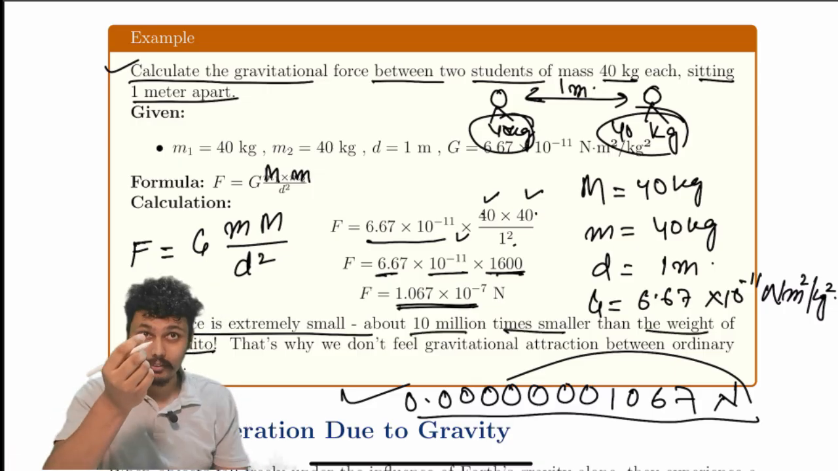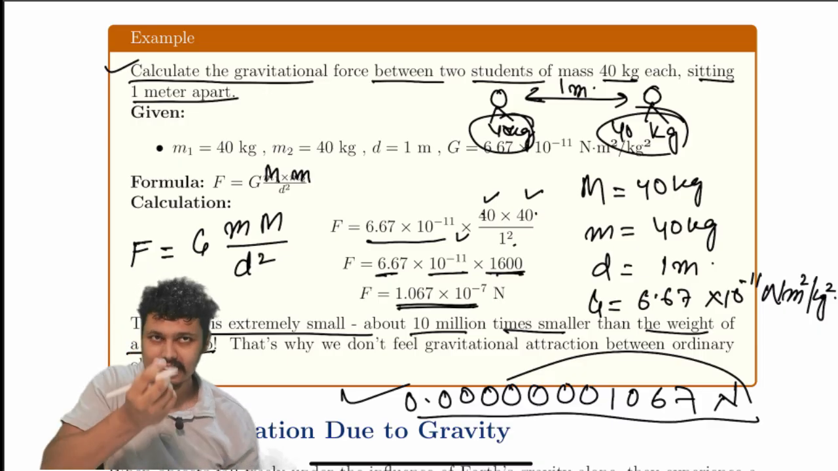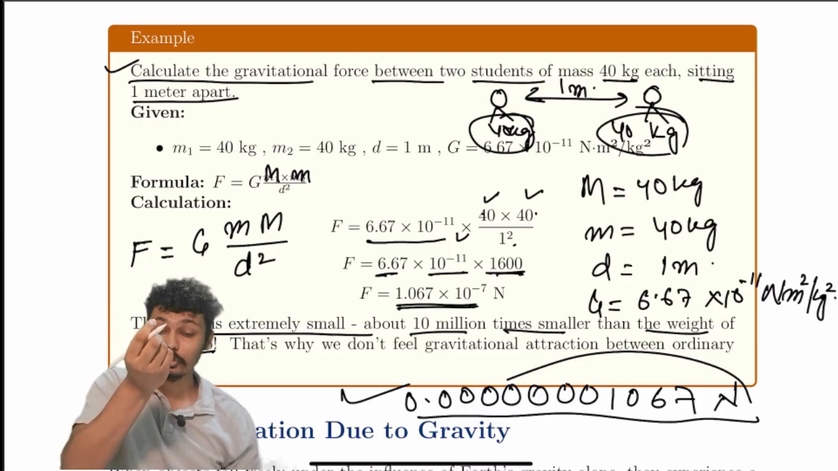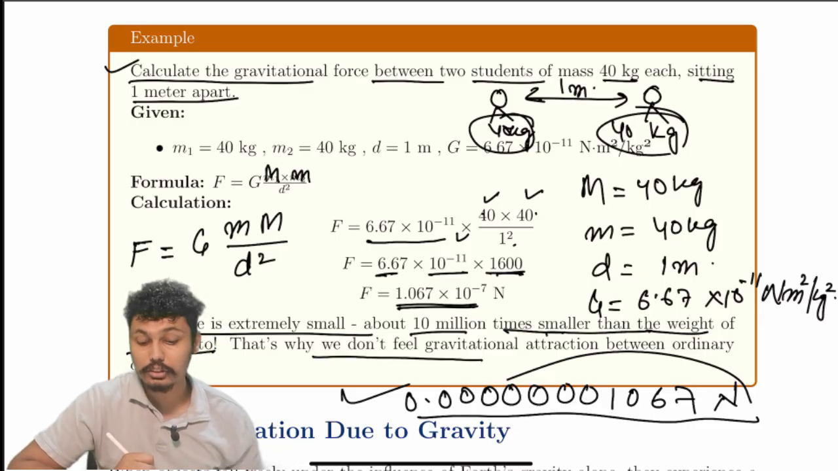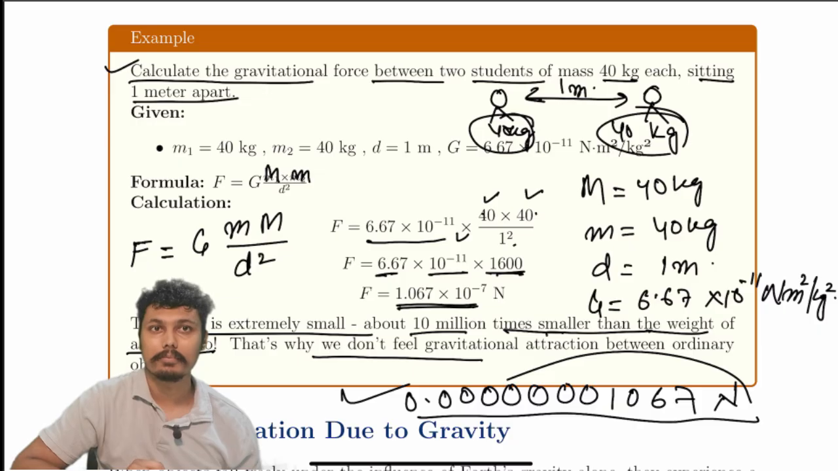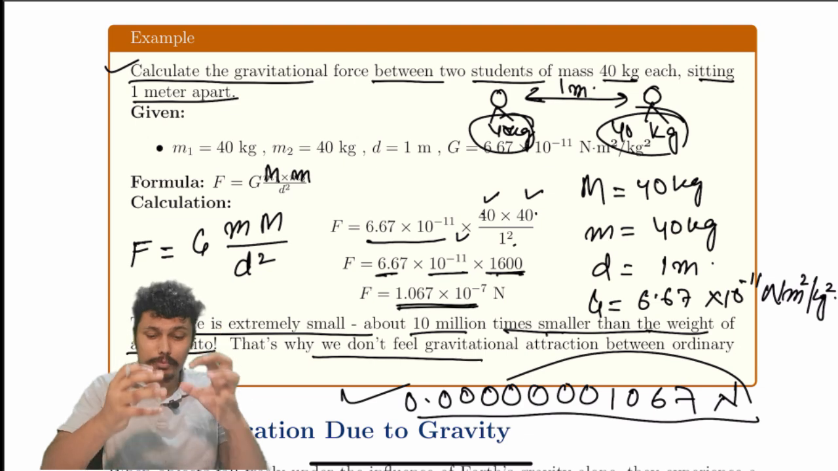Mosquito weight. You know the mosquito has a mass, right? It is attracted to the Earth. The force between you and your friend is many times smaller than the weight of the mosquito. That's why you don't feel gravitational attraction between you and your friend. Are you getting the point? Why, sir, are we not attracted? This is the reason. The force between you two is very small.